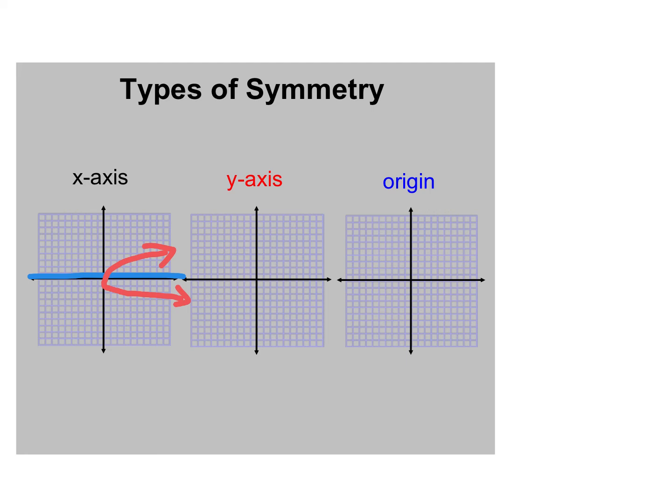Yes? Doesn't pass the vertical line test. Very good. Okay, so that is not wrong, though. It has x-axis symmetry. So functions are a great thing, but things that aren't functions, they're called relations. It's not like they're illegal. That's a real thing. It's just not a function.